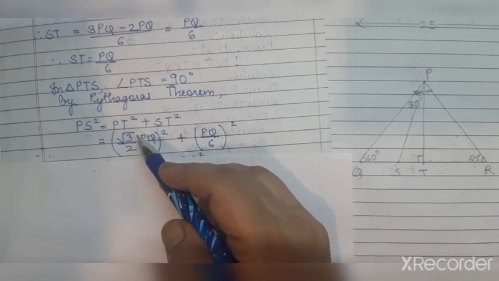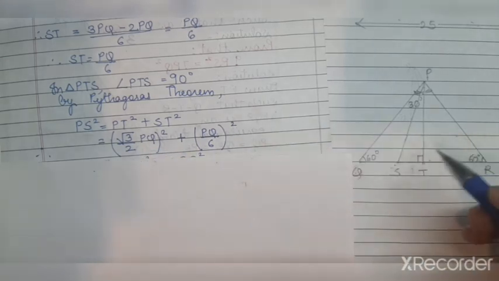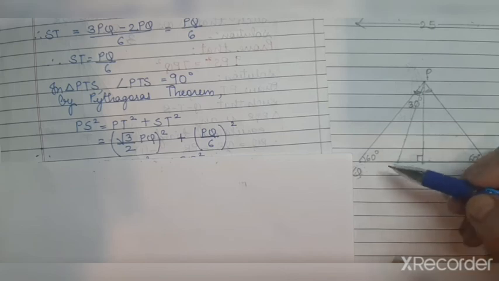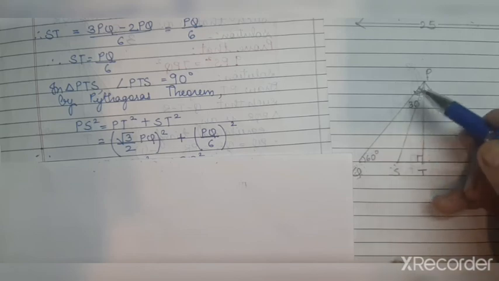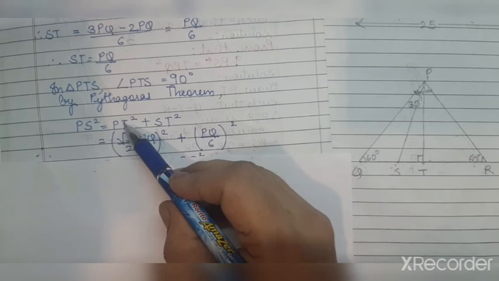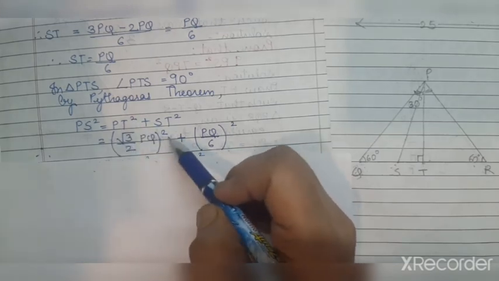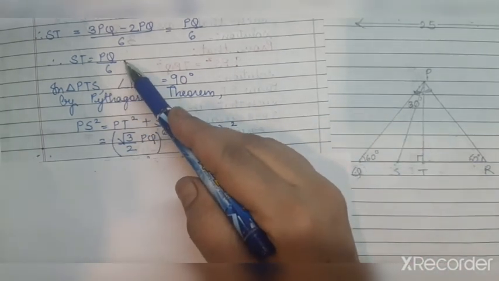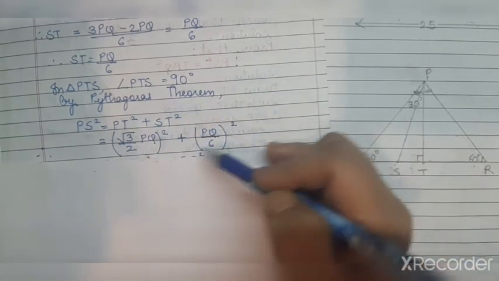We had written that the side opposite to 60 degree is root 3 upon 2 the hypotenuse. So the side opposite to 60 degree, that is PT, is root 3 upon 2 the hypotenuse, that is PQ. So PT is root 3 upon 2 PQ, and that is what we have substituted here. Since it is square, we have put full square. Plus, instead of ST, what we just found, ST is PQ upon 6, is substituted here.